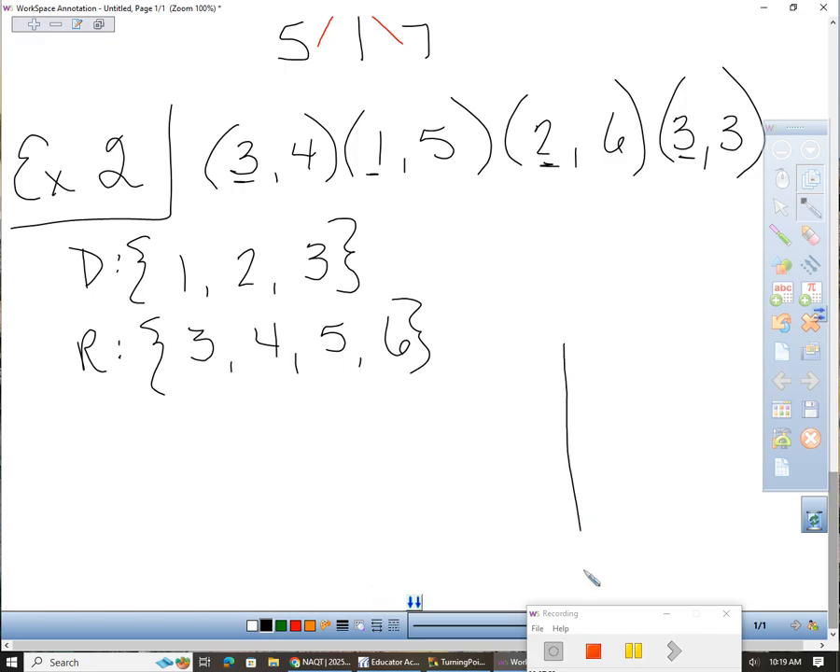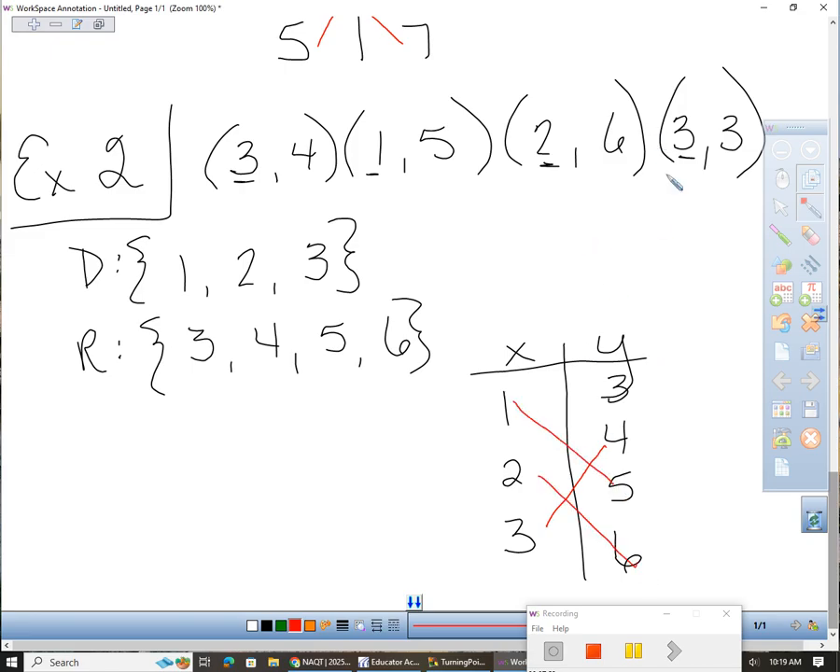Now we make our mapping diagram. My domain is 1, 2, 3. My range is 3, 4, 5, and 6. Now I'm going to connect my dots. 3 goes to 4. 1 goes to 5. 2 goes to 6. And 3 goes to 3. Is this one a function? No, it is not. We have 2 lines coming from the number 3. So this is no. Questions at all? Okay, beautiful.